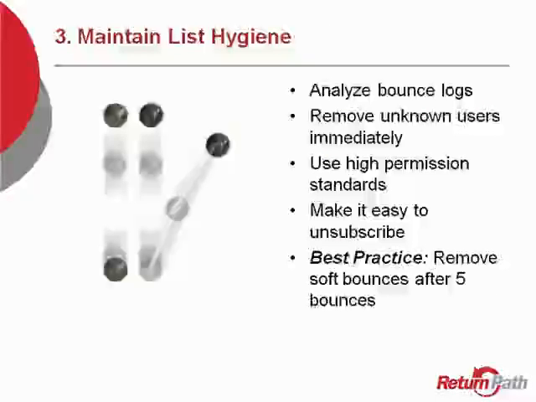And the other is maintain good list hygiene. So with a major retailer, like I mentioned, they had a very high unknown user rate. It was at 17%. So what we did was we analyzed their bounce logs. We removed their unknown users because they weren't classifying correctly. We also used a high permission standard to help reduce things like spam traps and unknown users. So meaning that we made them opt in as opposed to forcing them to opt in if they made a purchase either at the store and they opted to receive an emailed receipt, for example, or if they made a purchase online.